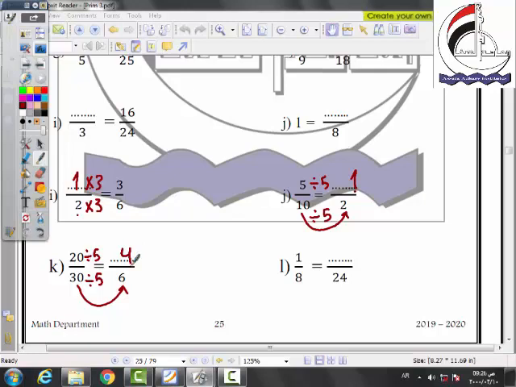The last one, 1 over 8 equals blank over 24. 8 became 24, so we will multiply. Multiply by what? Multiply by 3. Down and up, 1 times 3 is 3. Then 1 over 8 equals 3 over 24.